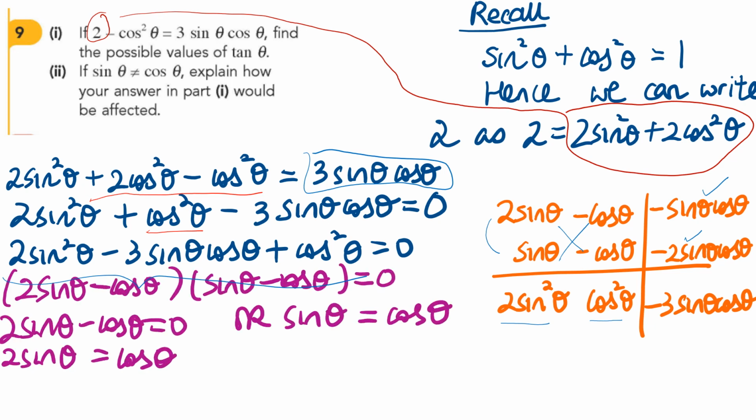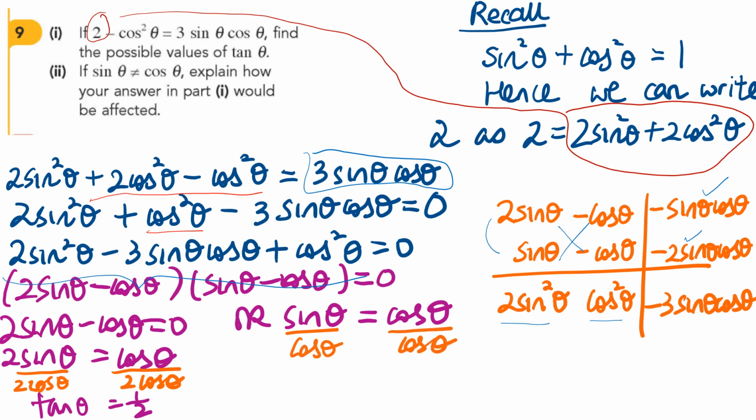Alright, so this is what we get in the end. Then you apply the zero product rule. So we can have 2 sine theta minus cos theta equals to 0, or sine theta minus cos theta equals to 0, that is sine theta equals to cos theta. And then here we're going to apply the ratio identity. Divide both sides by 2 cos theta, you end up getting tangent theta equals to half. The other one also divide both sides by cos theta, that will give you tangent theta equals to 1. So the two possible values of tangent theta will be half or 1.